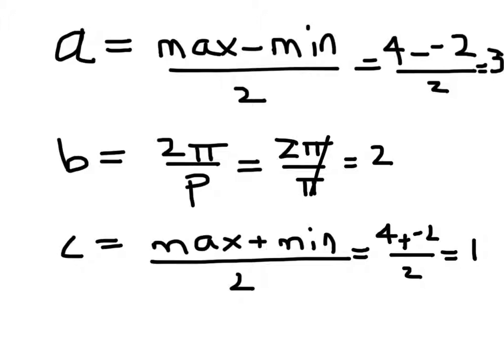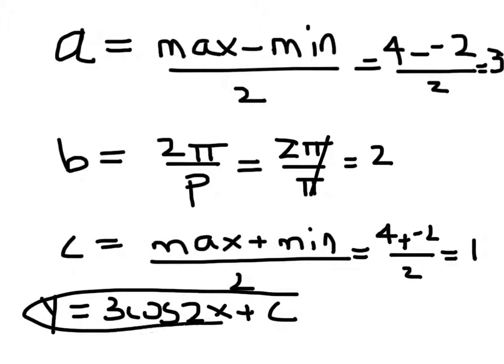Now we have to decide if this is a sine or a cosine graph. Notice at 0 it does not start at y having a coordinate of 0. It starts at its high point of 4. So this is a cosine graph because it doesn't start and finish on its midline. So we could say the equation is y equals a cosine of bx plus c. This graph is y equals 3 cosine 2x plus c.